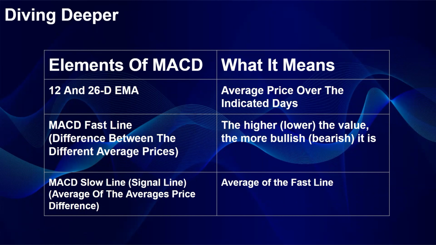This is what it means. This slide shows you what it means. For the fast line, the higher the value, the more bullish it is. And the slow line is the average of the fast line. Each element goes deeper by looking at the difference in average and the average of the average.